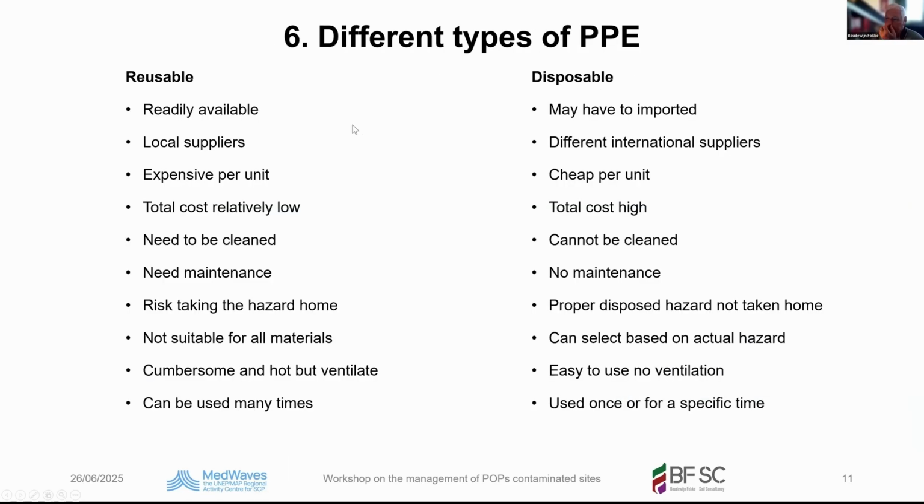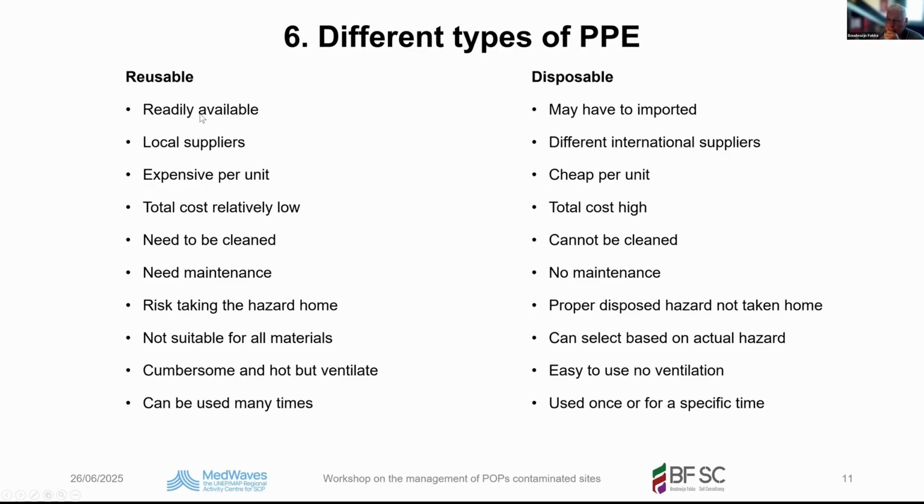Now we go to the different types of PPE. When you have the selection done, and if you select PPE, always consult your supplier. The supplier knows exactly what is available, and if you have a good characterization of your contaminant, the supplier should know what you have to use to have the full protection required. There are, of course, different types of PPE. The main difference is reusable and disposable. Reusable can be used multiple times. Disposable can be used a single time, or sometimes one or two times more, depending on the situation.